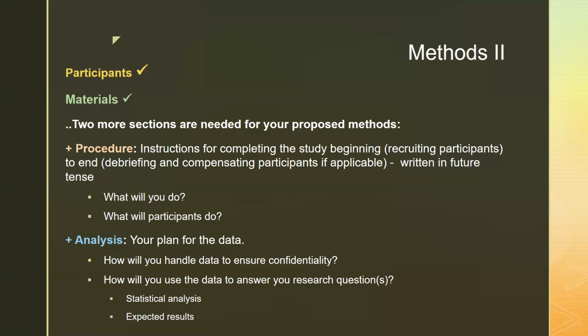The second thing that we answer in the analysis section is, how are you going to use the data? What are you going to do with it to answer your research question? I basically am going to give you some boilerplate sentences that you can use for the statistical analysis that you're going to do. And then you'll briefly write about your expected results, which is essentially restating the hypotheses that you had in your research proposal idea from last week.